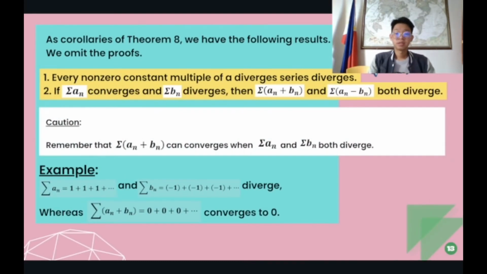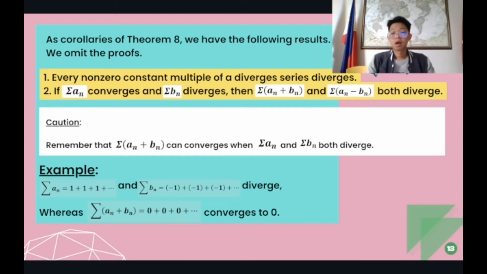Corollary of Theorem 8. We have the following results. We omit the proof. 1. Every non-zero constant multiple of a divergent series diverges. 2. If the sum of an converges and the sum of bn diverges, then the sum of an plus bn and the sum of an minus bn both diverge.